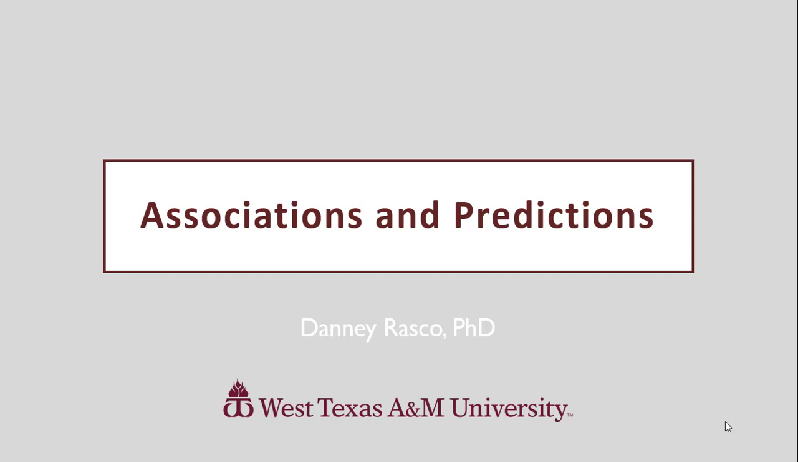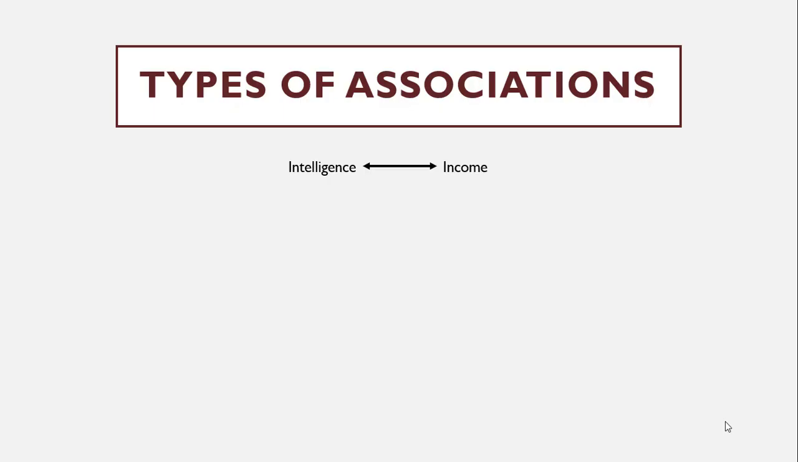And so we're going to talk about associations and predictions, which is kind of the distinction between correlation and regression on some level. When we talk about associations, there's really three types that we're going to focus on.